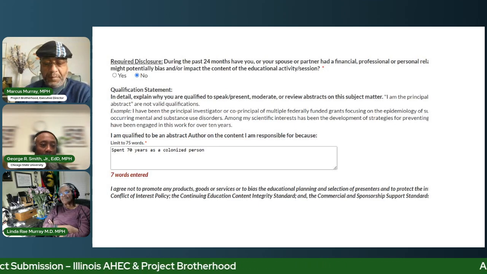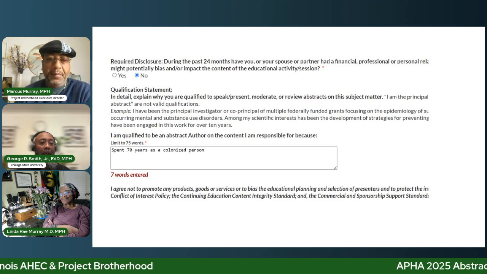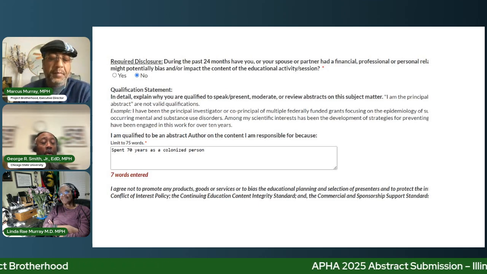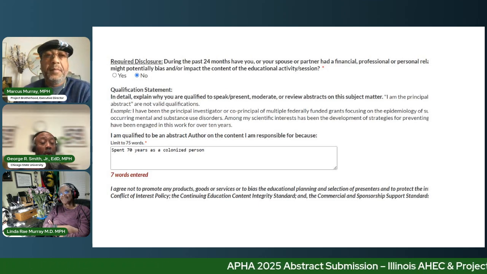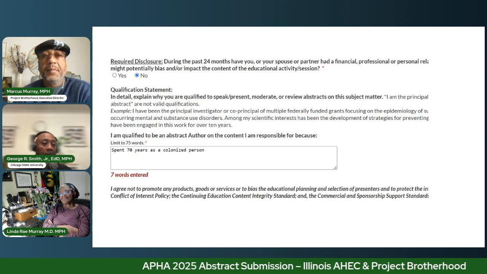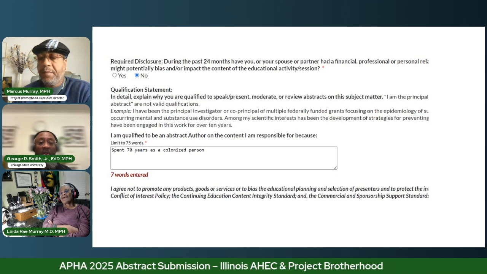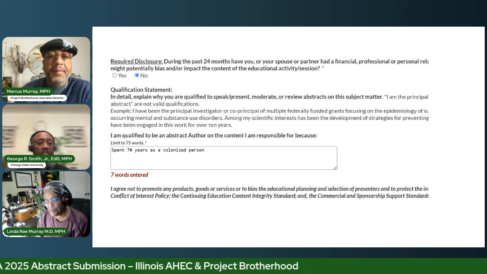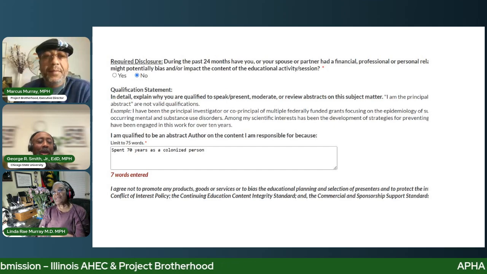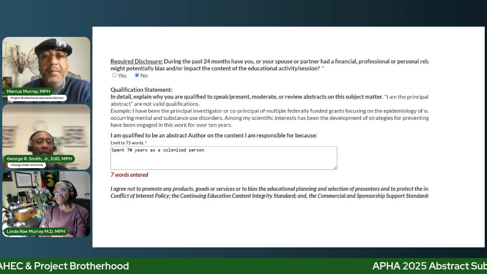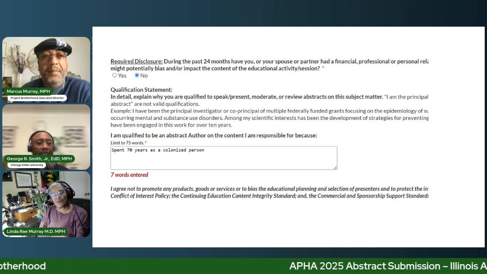It is not your resume, it is not your curriculum vitae, but just giving a little information about why we, meaning APHA and reviewers, should consider that you are a content expert. And what you don't need to put here are your degrees. They're not asking what degree you have. They're saying, what makes you think you know anything about this?